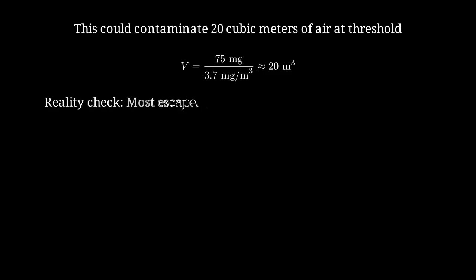If uniformly distributed, this 75 milligrams could reach threshold concentration in about 20 cubic meters of air. That's roughly a 3 by 3 by 2 meter room. Volume equals 75 milligrams divided by 3.7 milligrams per cubic meter, which equals approximately 20 cubic meters. In practice, ventilation and diffusion mean most of the lacrimatory factor escapes before reaching this concentration. But this calculation shows one onion has plenty of irritant to affect anyone nearby.